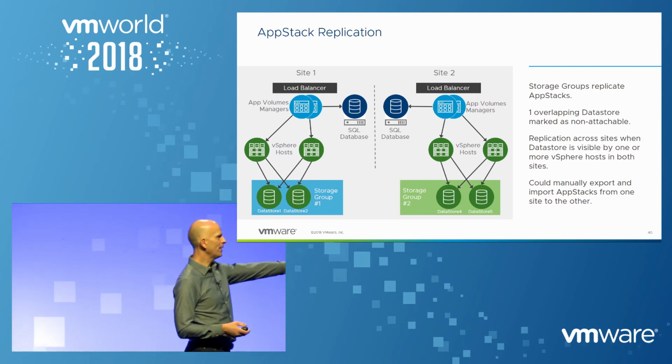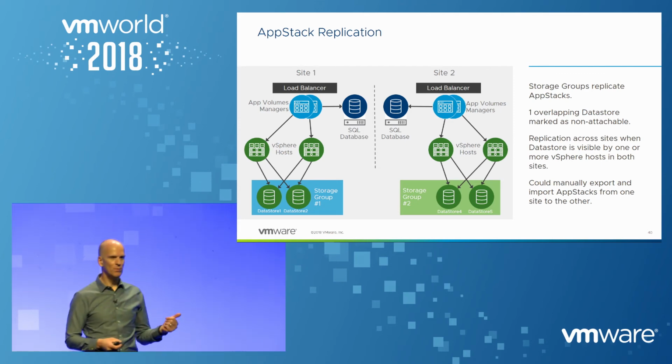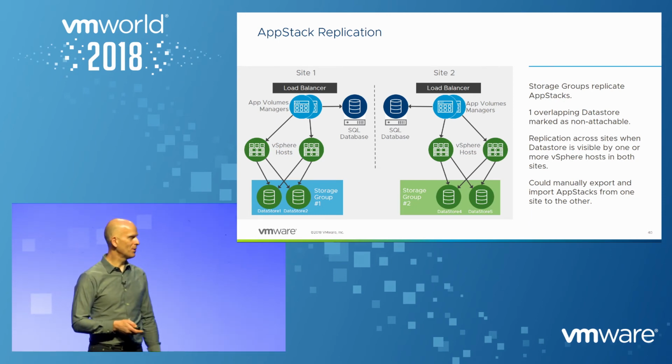So in this model, I create a storage group 1, and anything that goes onto data store 1 will automatically get copied to data store 2. And on site 2, I do something similar. So anything that's on 4 will go to 5.